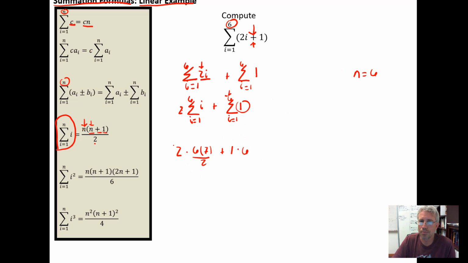And now I can just simplify. 2 divided by 2 is 1. 1 times 6 times 7 is 42, plus 1 times 6 adds up to 48. So here we were able to calculate this sum without having to explicitly calculate each term that showed up in the summation.